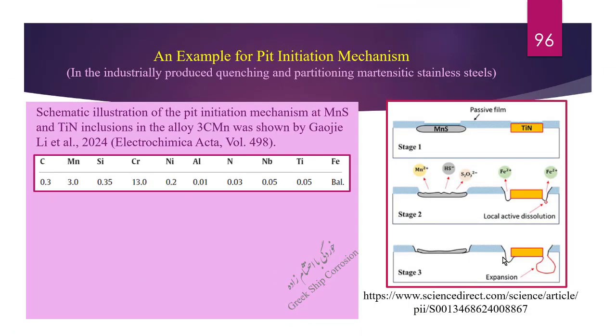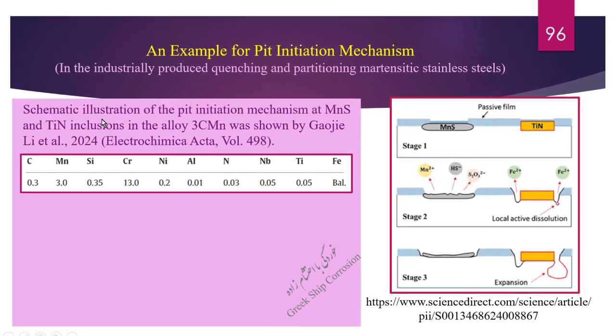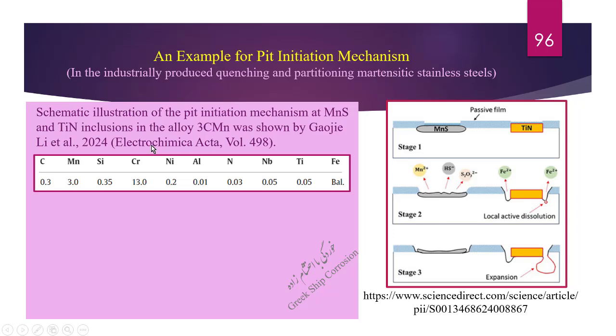An example for pit initiation mechanism in the industrially produced quenching and partitioning martensitic stainless steels. Schematic illustration of the pit initiation mechanism at MnS and TiN inclusions in the alloy 3CMN was shown by Gaji Li et al. in 2024, Electrochimica Acta, Volume 498.